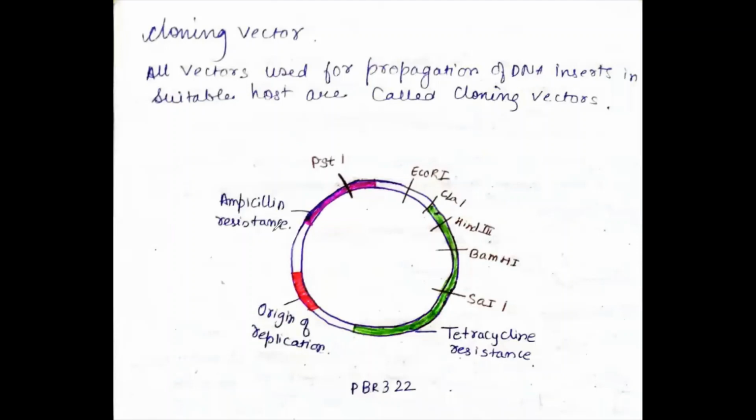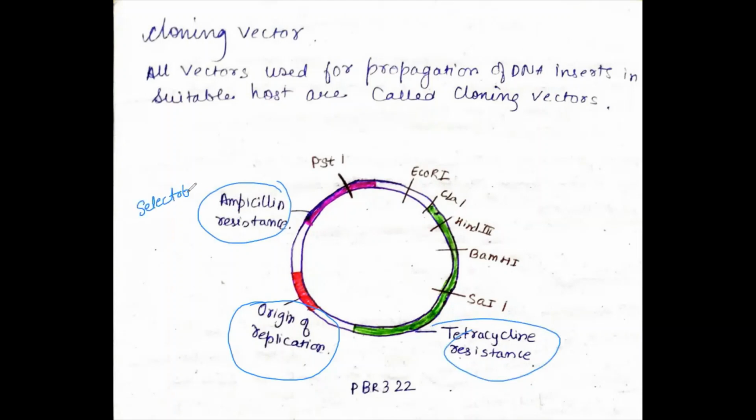Let's learn more. Whenever you are using a cloning vector, it should have an origin of replication. This is the most important thing. A vector should have an origin of replication because it should replicate on its own. Then there is ampicillin resistance and tetracycline resistance. These are selectable genetic markers.